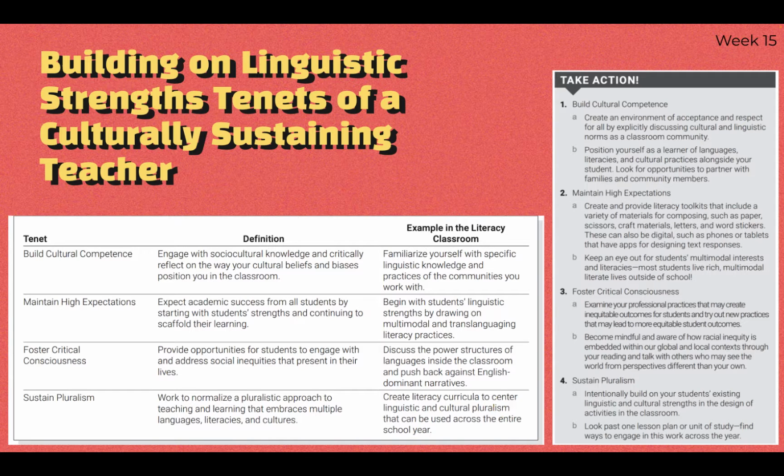Then for week 15, I looked at the article Building on Linguistic Strengths: Tenets of a Culturally Sustaining Teacher. So over here on the left, they have the tenets: building cultural competence, maintaining high expectations, foster critical consciousness, and sustain pluralism. So it had the definition of each of those and then examples in the literacy classroom of what those look like. And then I really liked this little piece that they provided in the article of taking action. So what you can do in your classroom to take action and to build on these tenets.